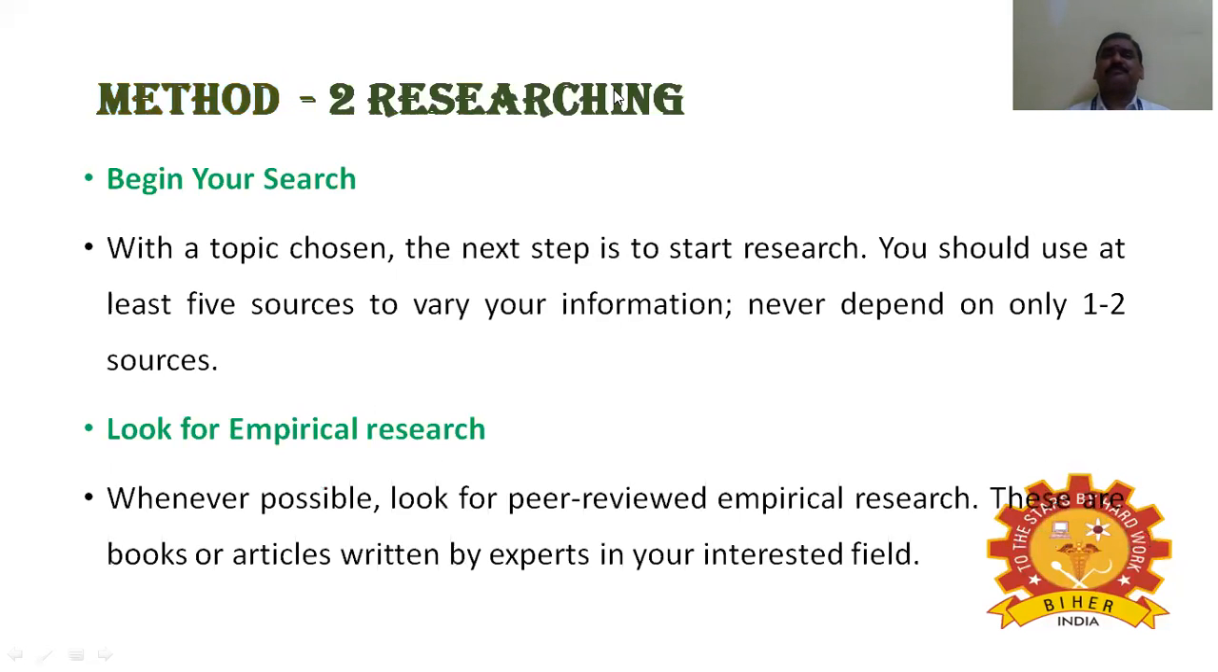Next, I'm coming to the second method of research paper writing, called researching. It's the beginning of your research. With a topic chosen, the next step is to start researching. You should use at least a minimum of 5 sources to verify information. And most importantly, never depend on 1 or 2 sources.